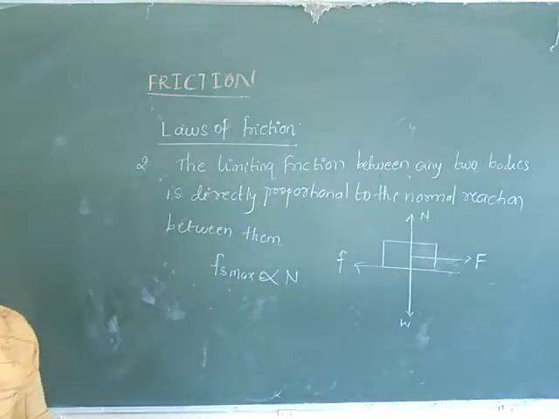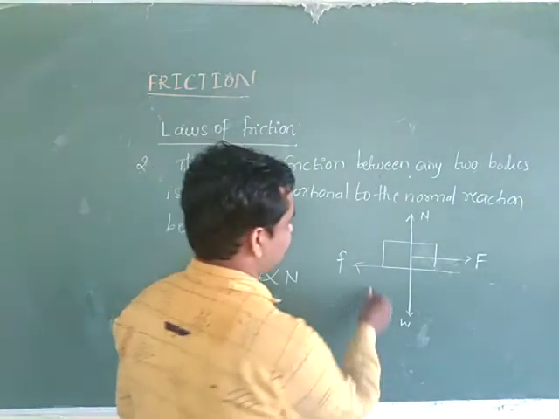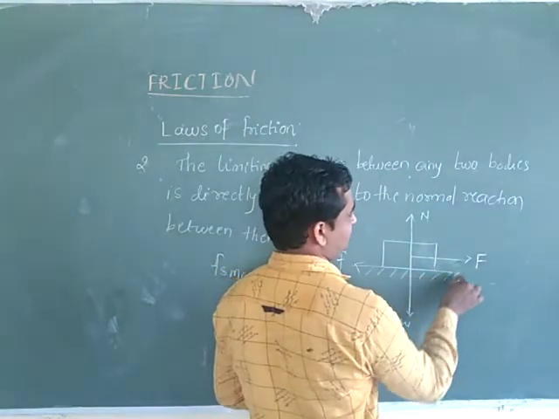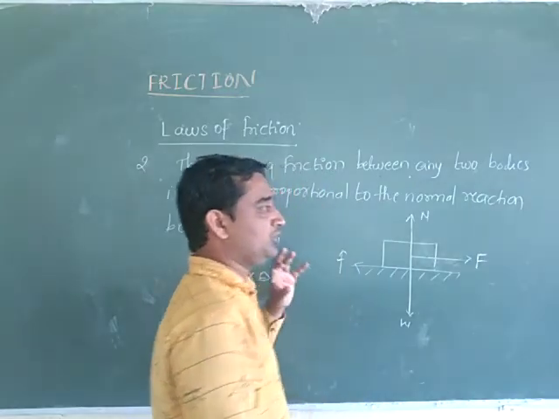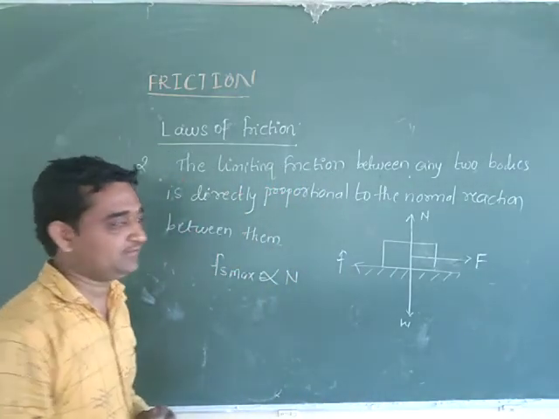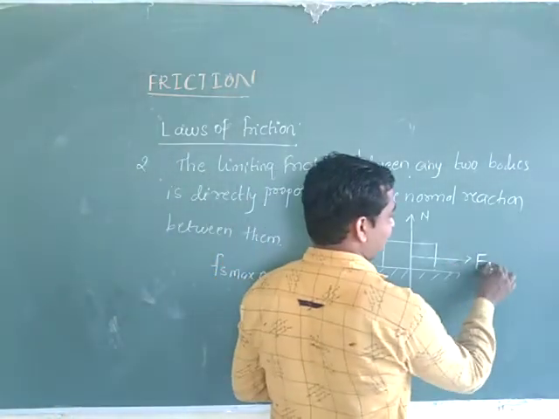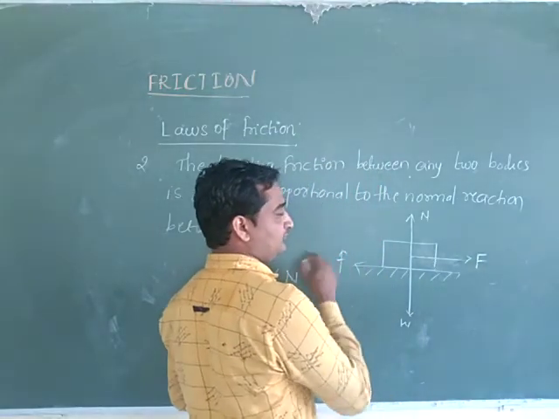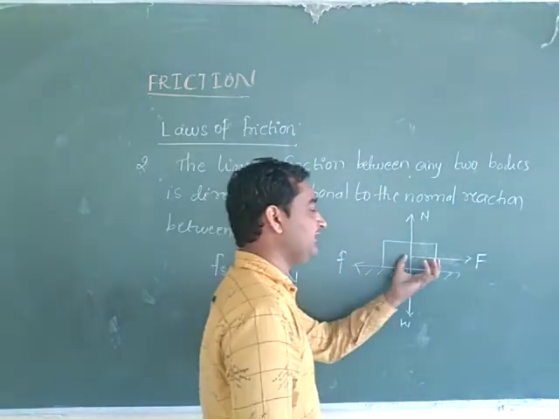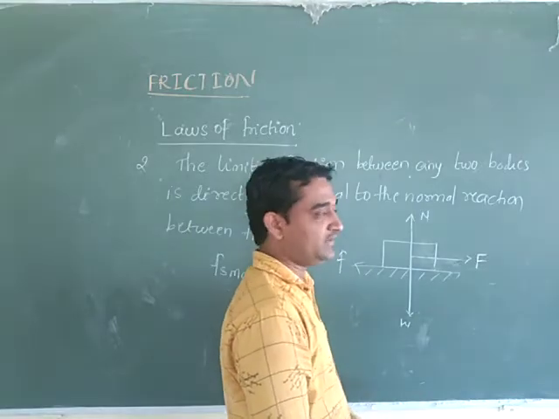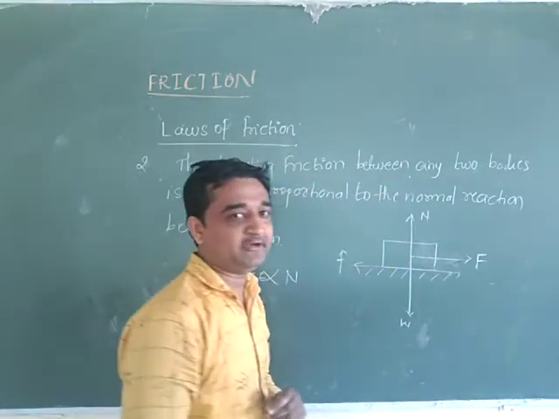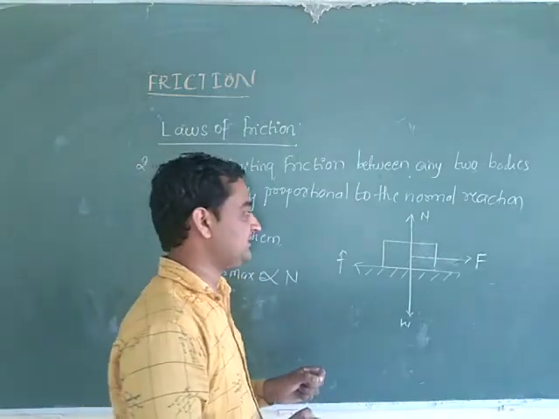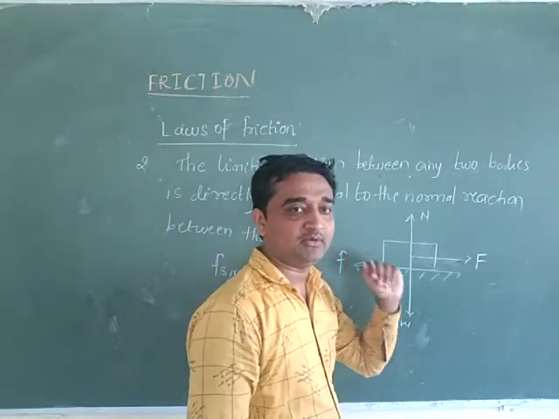a wooden block, right, which is placed on the surface of the table. So totally there are four forces acting on it, right. The applied force is in this direction and the frictional force is in the opposite direction. The weight of the body is in the downward direction, and the normal reaction is in the upward direction. That is the force exerted by the surface of the table on the wooden block.